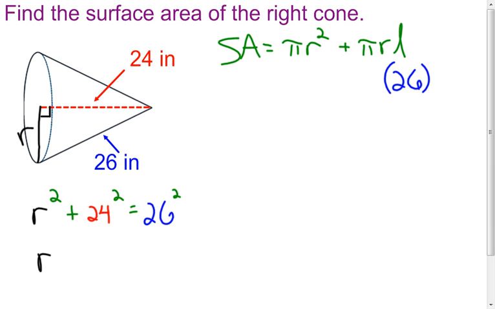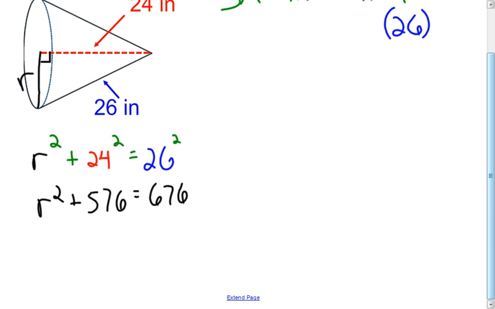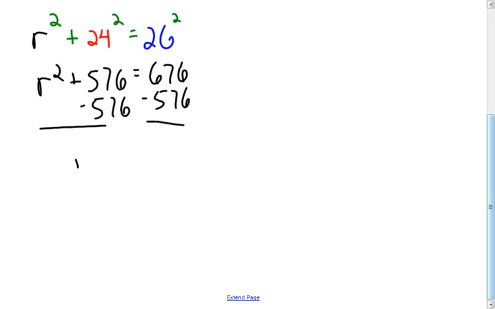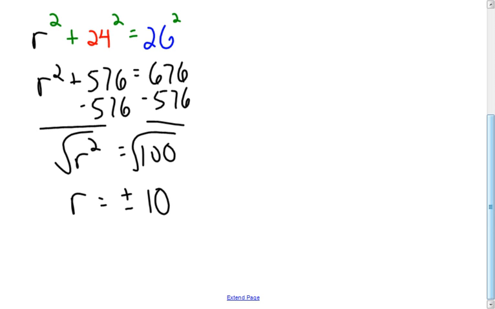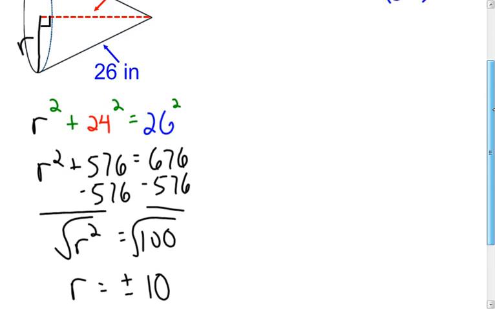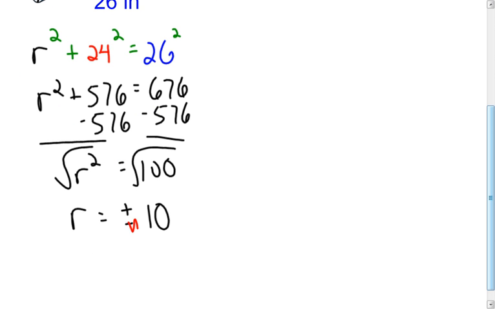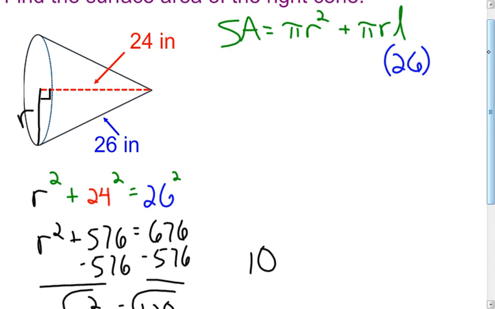Now when I solve it, I'm going to have r squared. 24 squared is 576, equal to 26 squared, which is 676. I get rid of the 576 from both sides. I find out that r squared is equal to 100. Got to take the square root of both sides. I find out that r is going to equal, remember, when you take the square root in the equation, you have to look at the positive and the negative, positive or negative 10. Now being that we're looking at the length of the radius here, the negative answer isn't going to make sense, which means that the radius for my cone is going to be 10, and look up here, inches.